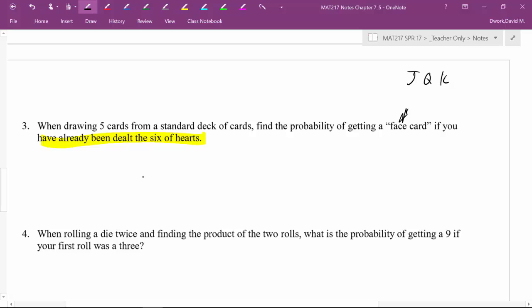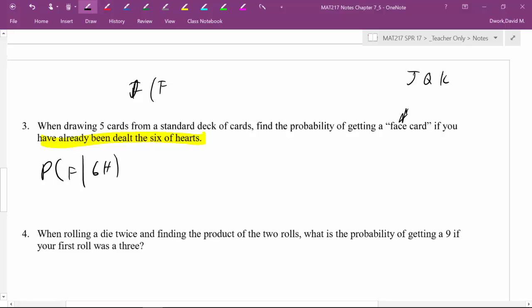Okay, so the key here is we've already been dealt one of the cards. We've already been dealt the 6 of hearts. Now, I think the easiest way to do this is going to be this way, saying the probability of getting a face given that I already got the 6 of hearts. So I think it'll be easiest to calculate this way as opposed to doing something like this.